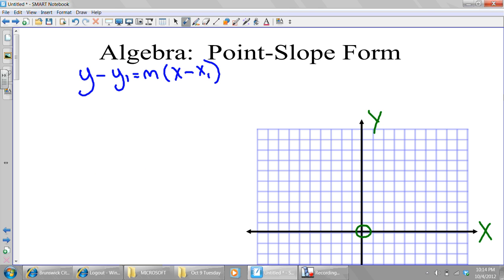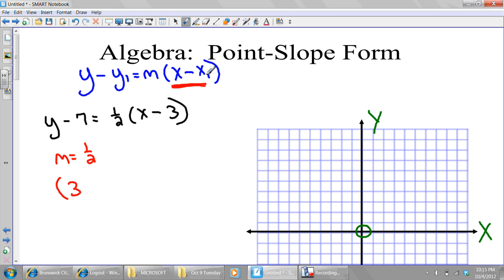Now, why is this useful? Well, let's say the equation was given to you in this form. Right off the bat, I know that my slope is 1/2. I also know the coordinates of a point. The x-coordinate is 3. Some of you might have been thinking the x-coordinate is -3, but remember the formula says x minus the x-coordinate, so the 3 must be positive. And then the y-coordinate is 7.